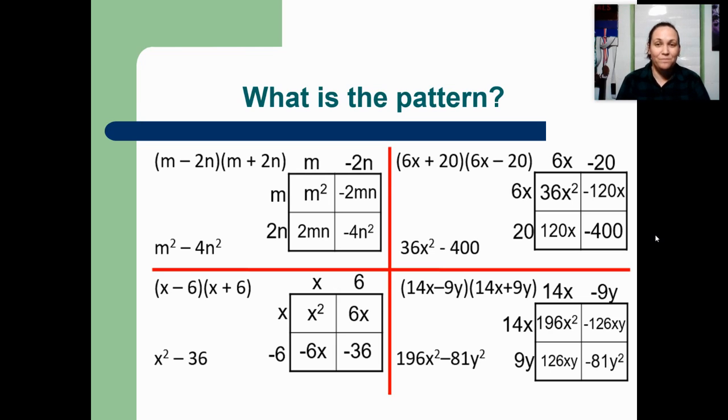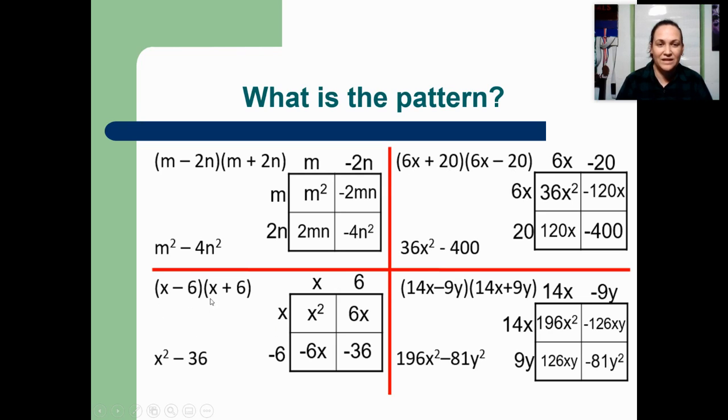So the first pattern actually has to do with what the original problem looks like. You can't use this pattern unless you identify this problem as a special case. So you can't just do it whenever you feel like it. It's got to be written in a very specific way. The thing that I'm noticing about each of these questions is that in both parentheses, they have the same first term and the same second term. In my first example, they both start with M and they both end with 2N. In the next one over, they both start with 6X and they end with 20.